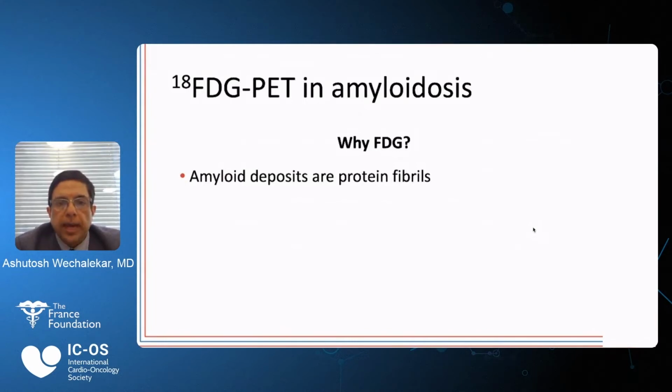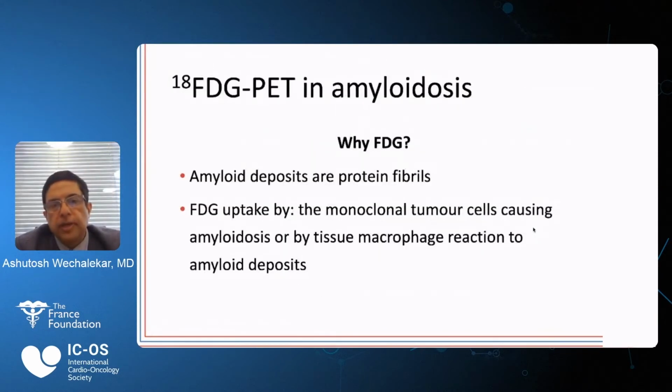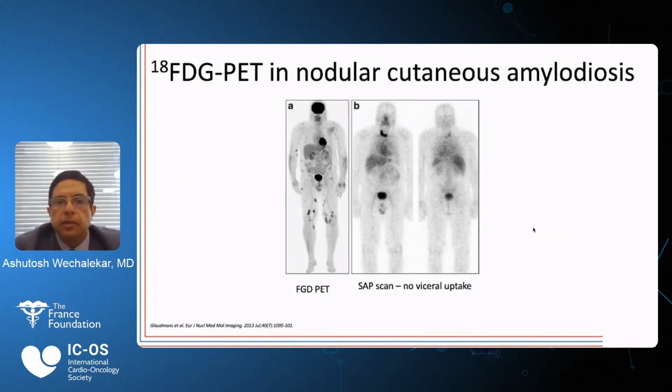We can also do standard FDG PET in amyloidosis. Next couple of clicks, please. FDG is not taken up by amyloid fibrils, but it is often taken up by the tumor cells causing amyloid or soft tissue macrophages. Next slide, please. And FDG PET is useful in patients with localized amyloidosis. This is a patient with cutaneous amyloid deposits where you can see local hotspots of amyloid. In this patient, the SAP scan was normal. It is not particularly useful in cardiac amyloidosis. Next slide, please.